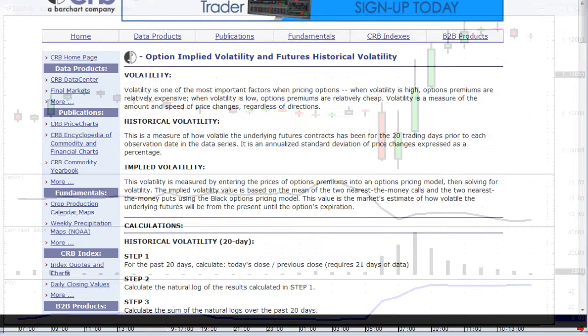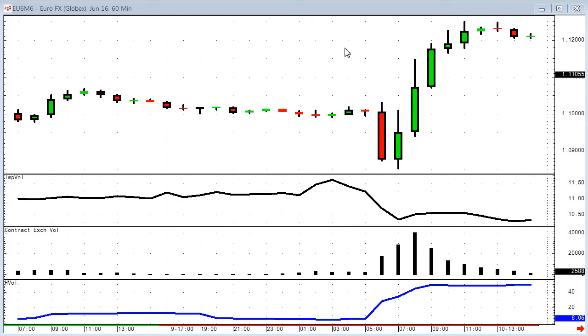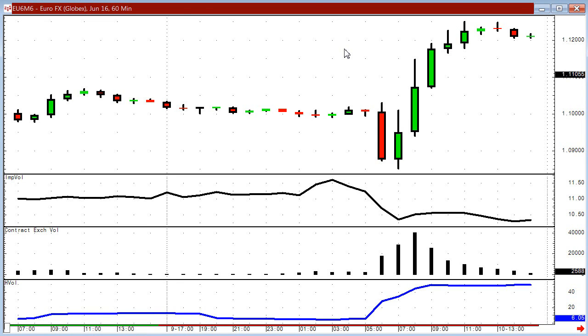Now let's have a look at the Euro FX. As you can see, we are looking here at the 60-minute chart, and that's when we had the ECB announcement last week. And as you can see, implied volatility was actually much higher when historical volatility was down. And as soon as the announcement came out, the implied volatility already went down, and historical volatility went up.